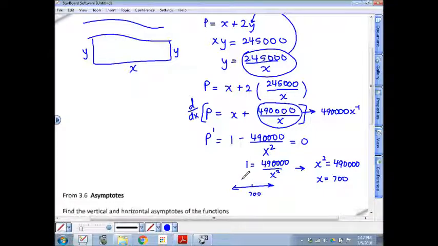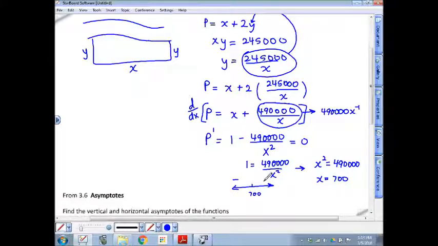Taking something to the left side of 700, 0, I know it's way down here, but if you tested 0, well, you can't test 0 because, let's test 1. Let's test x equals 1. 490,000 divided by 1 is 490,000. 1 minus 490,000, that's a negative value, so we've got negative.